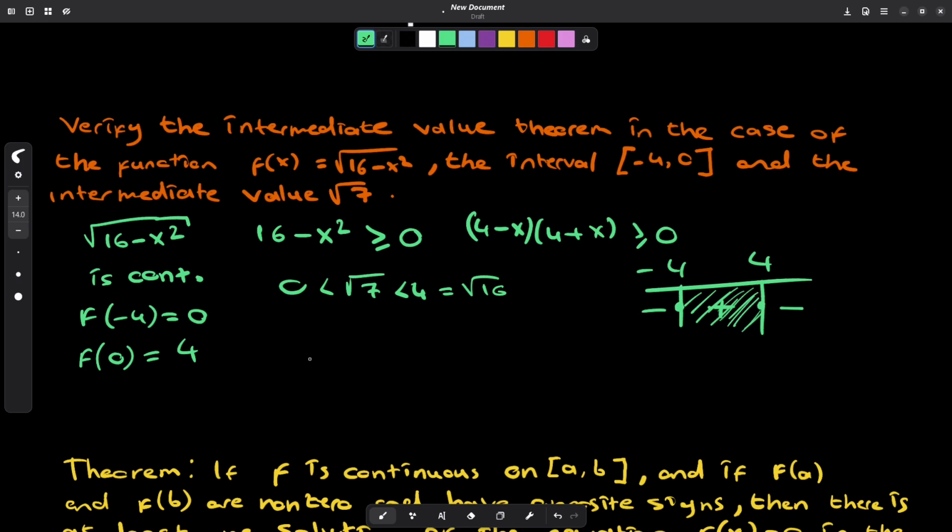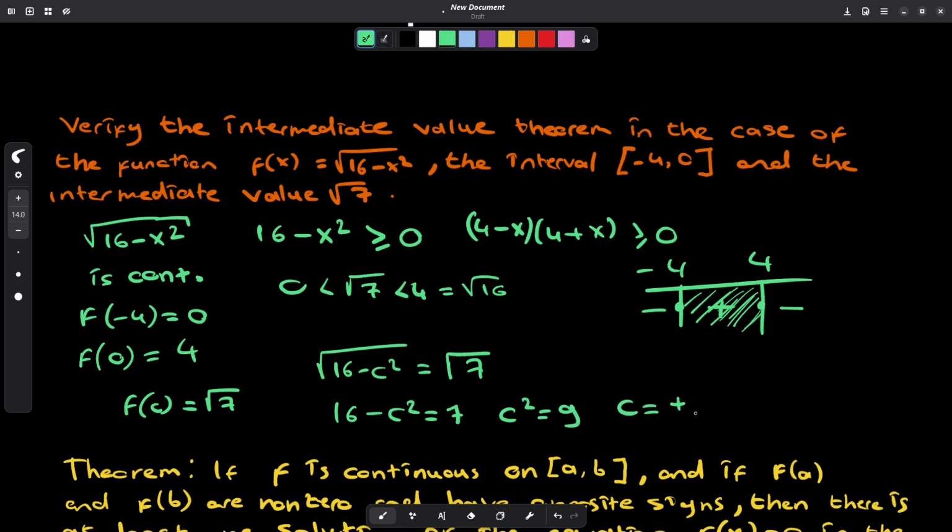The next step is finding it, right? How am I going to find it? I will say my f(c) is equal to root 7, and I need to figure out the c value. So the square root of 16 minus c squared is equal to root 7. 16 minus c squared is 7. c squared is 9. c is negative or positive 3. I have two values, right? Positive 3, negative 3. Which one to pick, or can I pick both? We need to check the interval. Our interval is negative 4 to 0. So 3 is not in my interval, therefore my c is negative 3. And therefore we can say that we verified the intermediate value theorem, right?